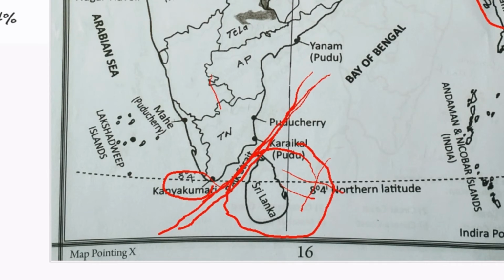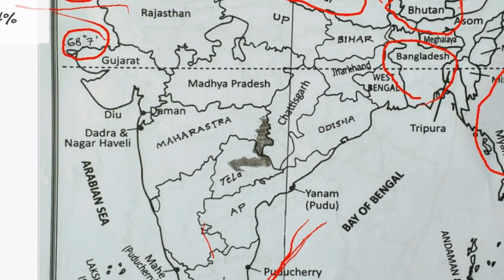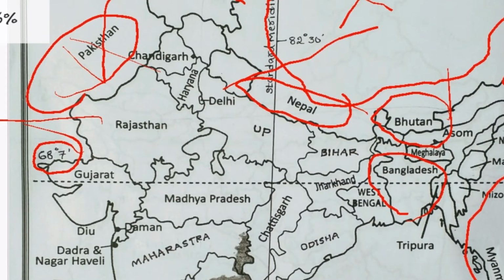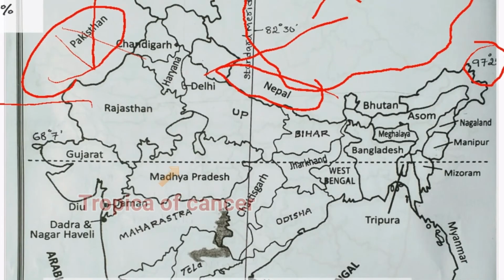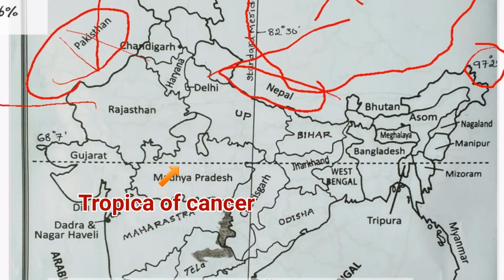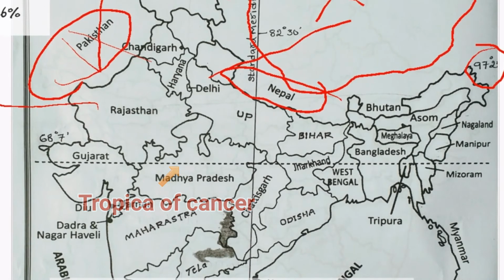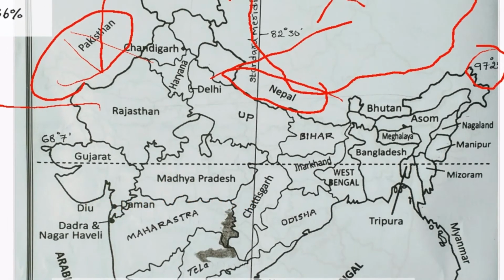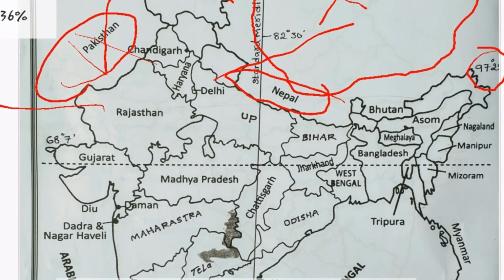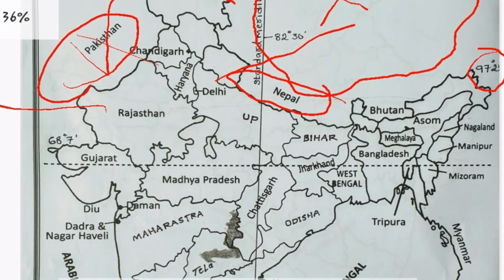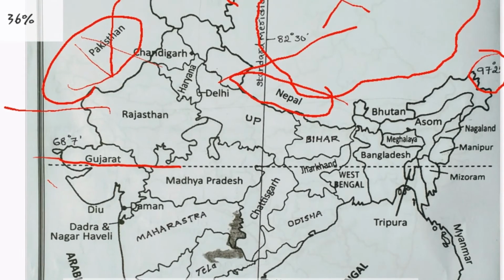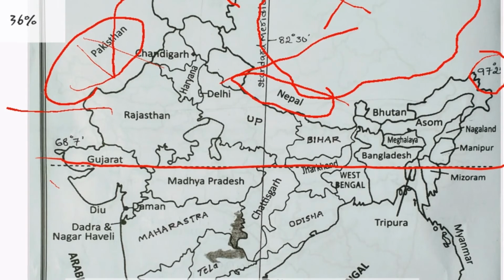And here one is the Tropic of Cancer. This is the Tropic of Cancer. It is passing through some states. There are 8 states. That means the Tropic of Cancer, the 23½ degree northern latitude, is called the Tropic of Cancer. So it is passing through 8 states. So let's see here.